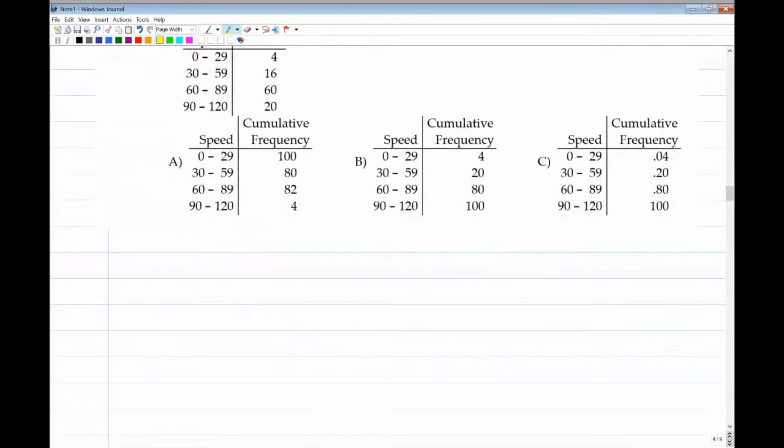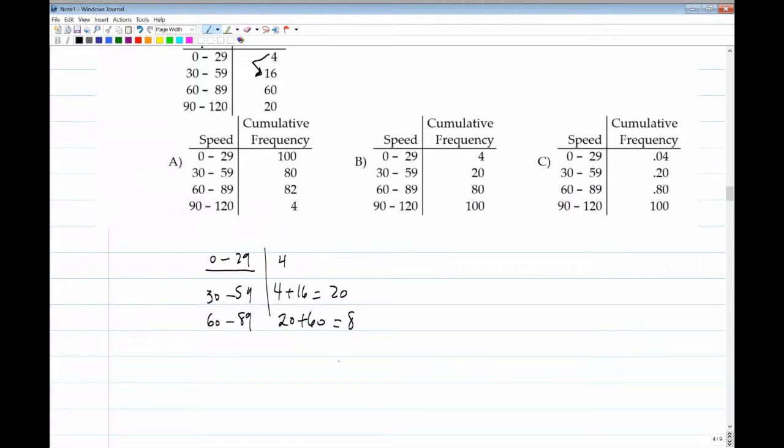If you look at the sample right here for each class, the first class, between 0 and 29, we have 4. We leave it as 4. Between 30 to 59, we're going to have 4 plus 16. So you always add to the previous class. I add this and this, what do I get? I get 20. The next class, between 60 to 89, is going to be 20 plus 60, which is 80. So you're going to add all this together to get to that class.